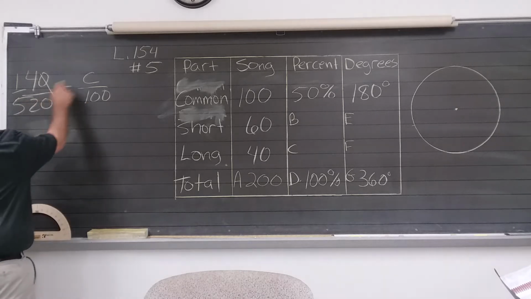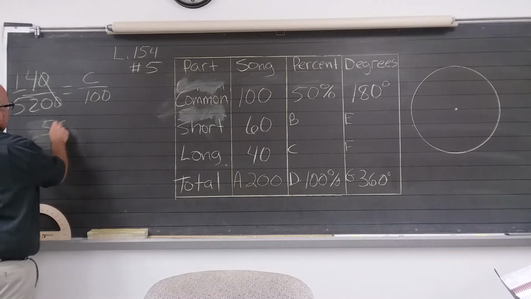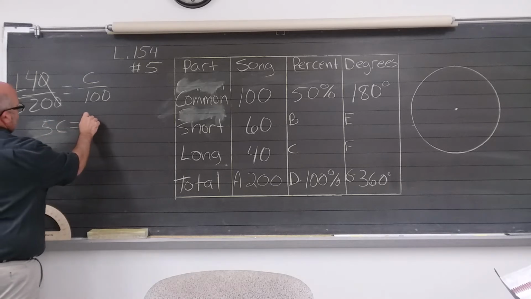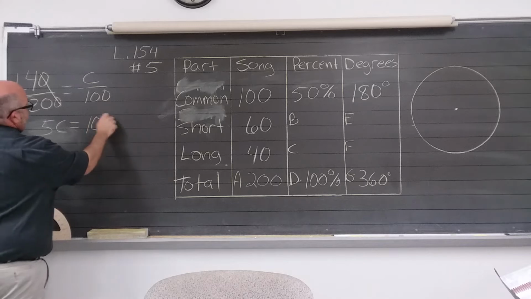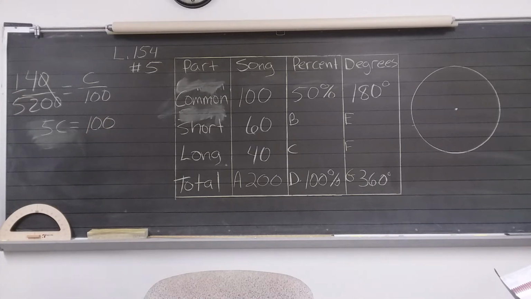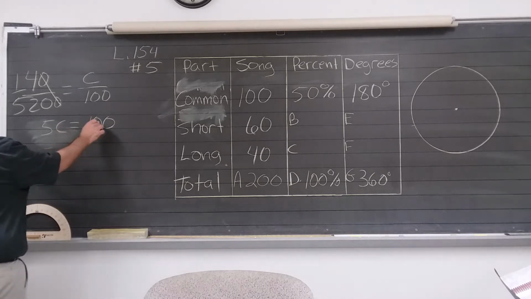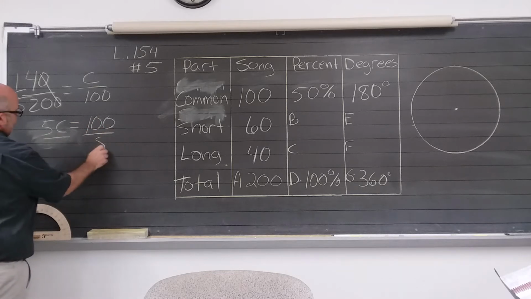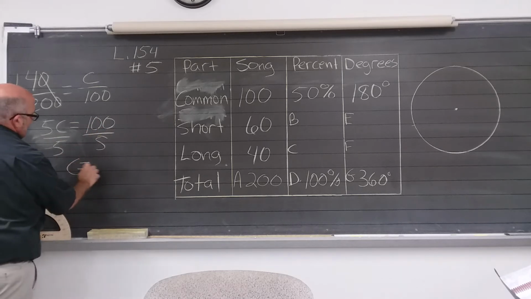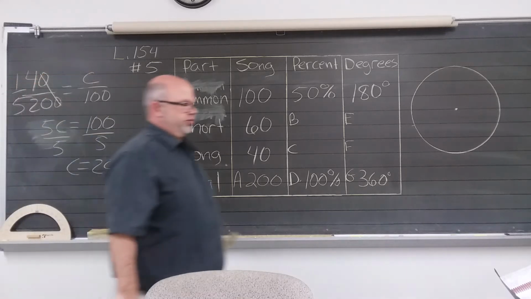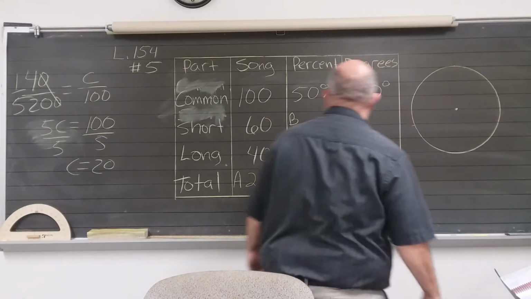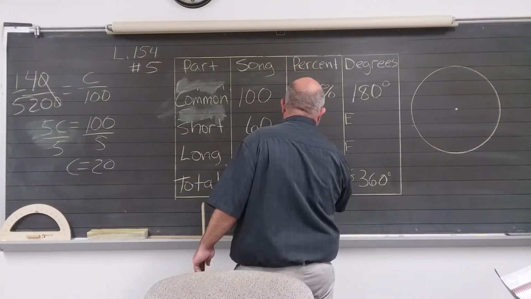So you have 5C equals 100. 5C equals 100. So it's simply 100 divided by 5. C equals 20. Is that why they crossed this one out in the book? No, that's right. So C is 20%.